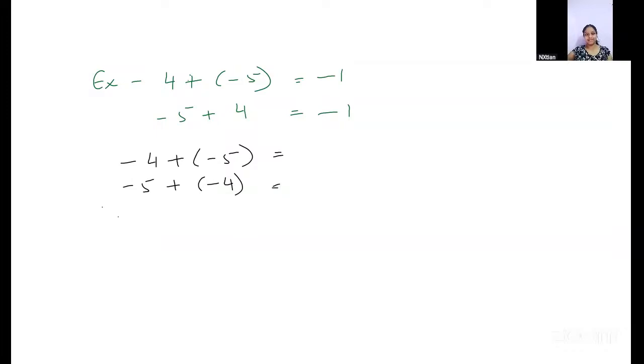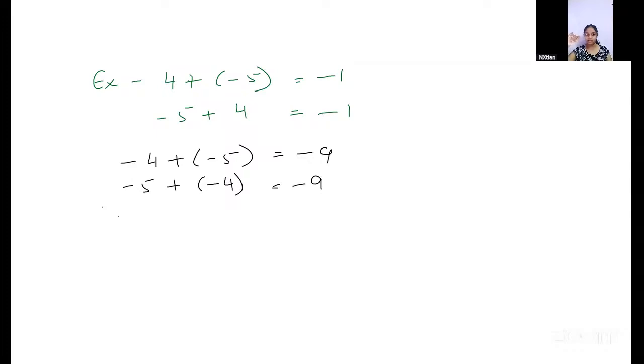Ma'am, I think the first one is -9. Correct. And the second one? The second one is also -9. Very good. That's right. The first one is -9. Okay. -4 plus -5. So plus minus becomes minus. -4 -5. When both are in minus, we add. So 5 plus 4 is 9. The sign is minus, so -9.